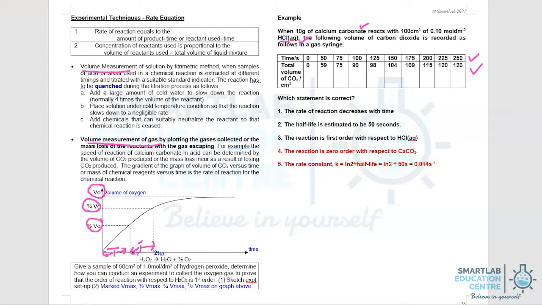Alternatively, if the graph that you get is a straight line graph, then we can right away conclude that with respect to HCl it is zero order. But certainly based on the data that's collected, obviously it's not zero order, it is first order since the half-life that we demarcated is constant.